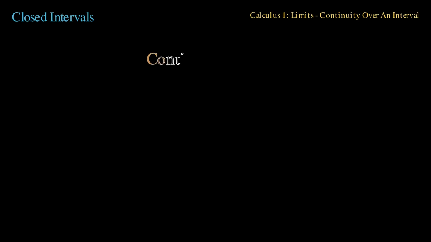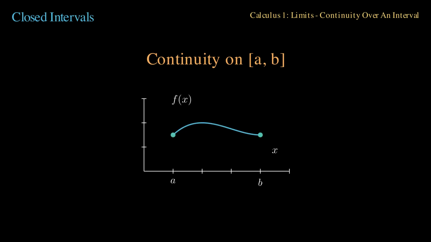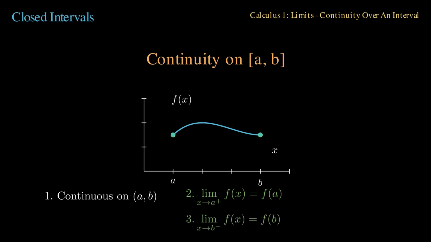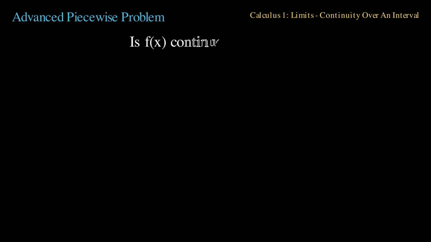Now, we will explore continuity on closed intervals. A function f of x is continuous on a closed interval. This is true if it is continuous on the open interval. It must also be right continuous at the left endpoint, and left continuous at the right endpoint. Next, let's solve another advanced problem.